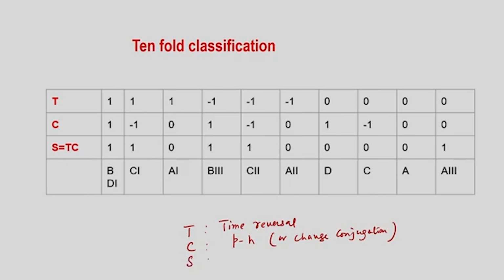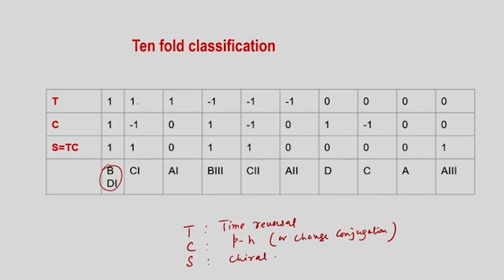And S is chiral. Okay. And you see that there is this time reversal symmetry being there. So the 1 means that it is there. So it's either 1 or -1. So that's how it is classified. So 1, 1 and 1, that corresponds to the BDI class. So this is BDI.